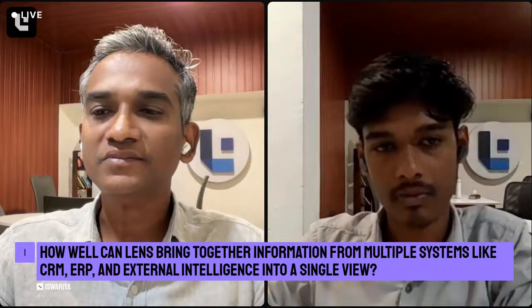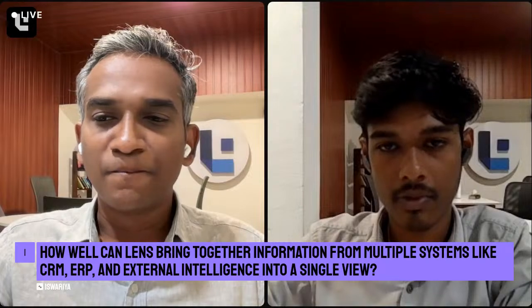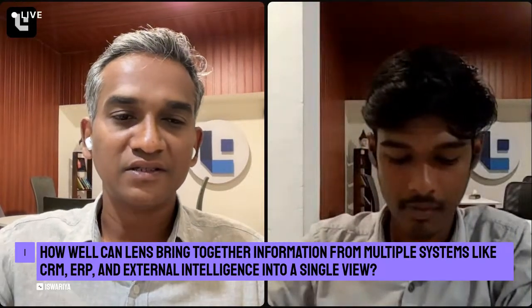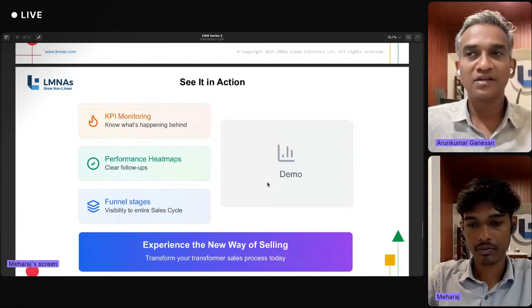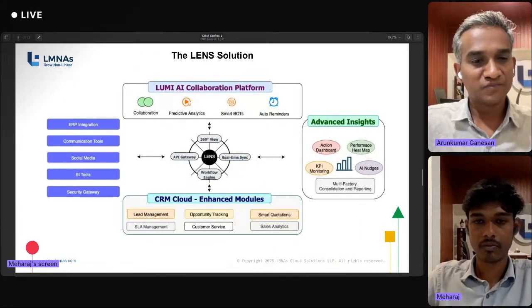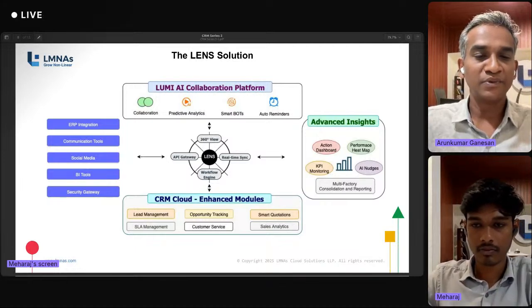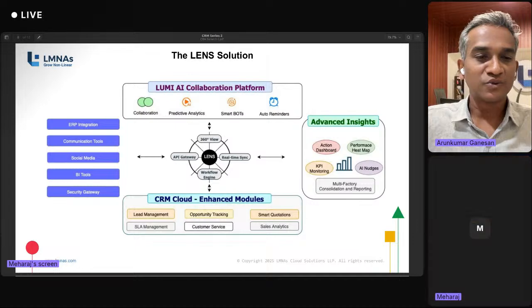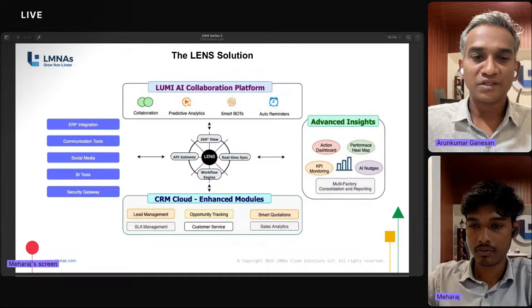Okay. Right. So this is a very good question, right? That's where we have the API layer. Lens is a platform, and it's not a tool, right? And when it's a platform, it can extend to any scale, and it can extend to any other external system through its API gateways. It can connect to social media, ERPs, and other communication channels, right?